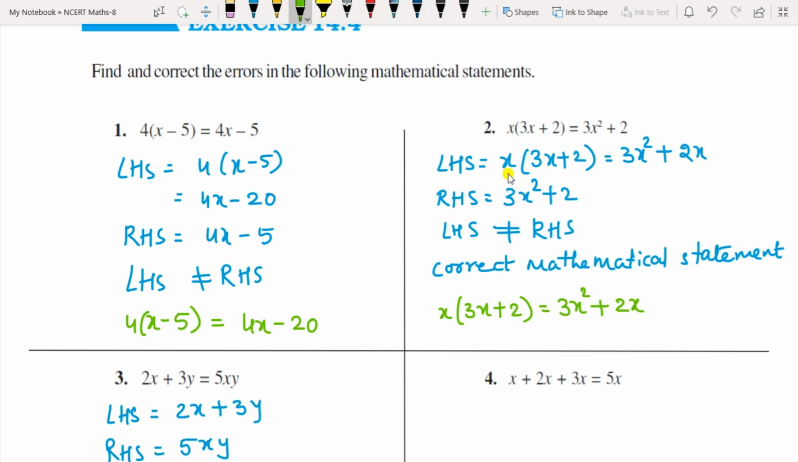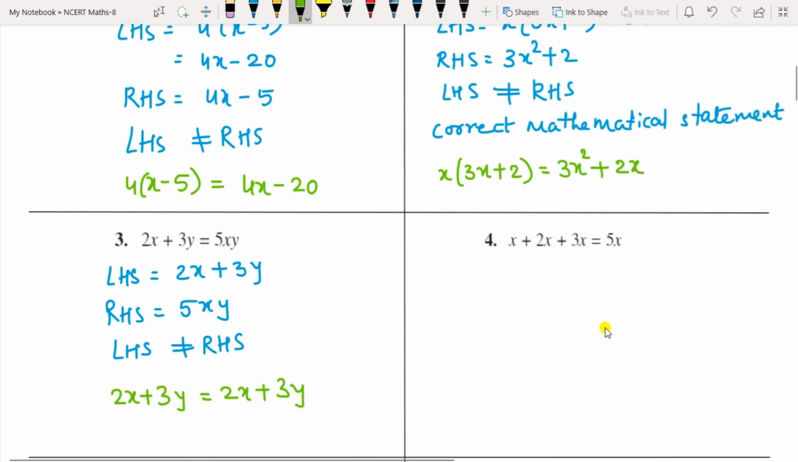Similarly, this one, LHS is x(3x plus 2). On opening the bracket, it becomes 3x square plus 2x. But RHS is 3x square plus 2. x is not written. So those are not equal. So the correct sentence is this one. Okay. So everywhere you have to solve the same way.